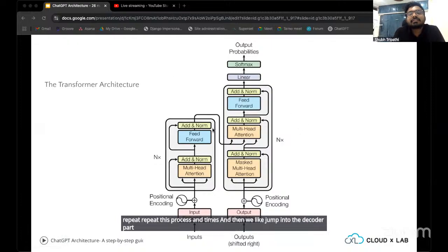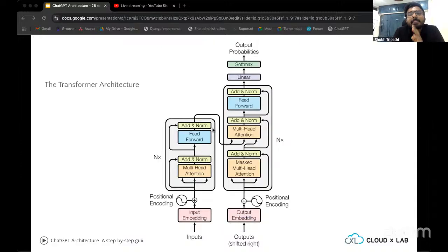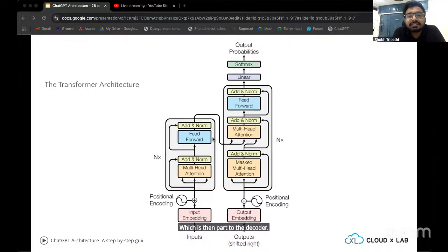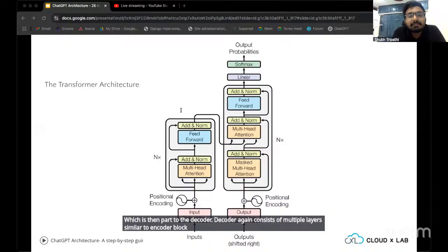So the information flows sequentially through each encoder block. This continues block by block, refining the learned representation. So each representation is refined by each encoder stack again and again. The final encoder block outputs a context-rich representation of the entire sequence, which is then passed to the decoder. The decoder again consists of multiple layers similar to the encoder block, but with an additional mechanism called masked self-attention, which you can see here.